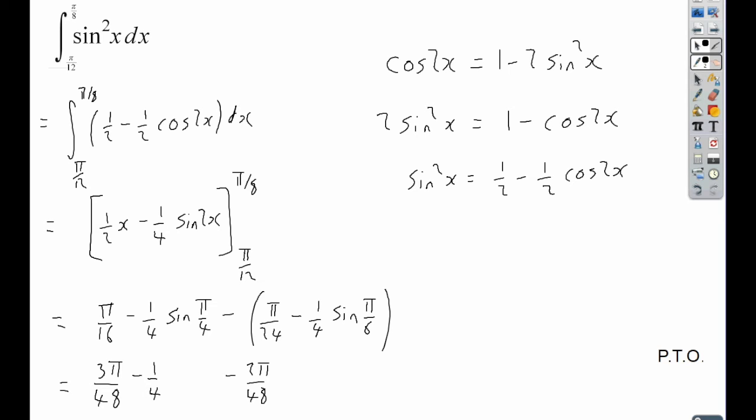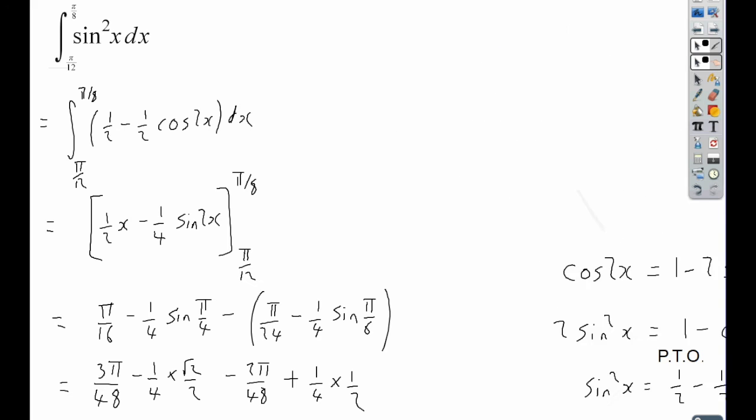This one, -1/4 sine pi over 4, that's sine 45 degrees, that's root 2 over 2, so times by root 2 over 2, and then this last term will be plus because of the brackets, and that's 1/4 multiplied by sine pi over 6, sine 30 degrees, that's 1/2. Okay, so that's that.